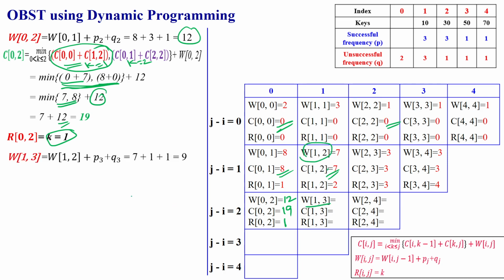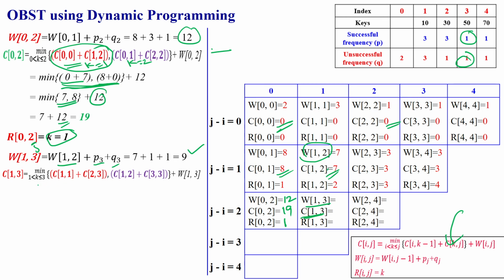We will use the previous term, w of 1 comma 2, then j value is here 3, then p3 plus q3. You substitute the values from here, then you are getting the value 9. Then c of 1 comma 3 we have to calculate when you are substituting the values in this formula, right? So already I have given the formula here, right?